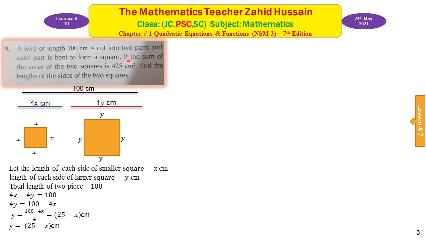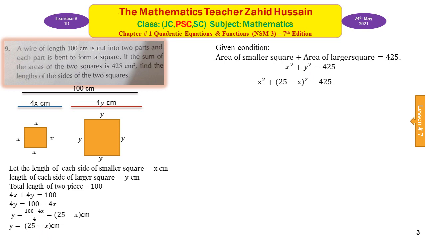Now apply the condition. It is said that sum of the areas of two squares. So area of smaller square will be equal to x square and area of larger square will be equal to y square. Sum of these two areas is equal to 425. So given condition is area of smaller square plus area of larger square is equal to 425. Area of smaller square is x square, area of larger square is y square. The sum of these two is equal to 425. We know that y in terms of x is 25 minus x.